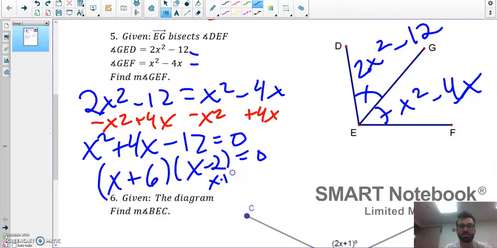X plus 6 equals 0. Now you may be able to skip this step. So x equals negative 6. I'm just going to show it. And x minus 2 equals 0. So x equals 2.